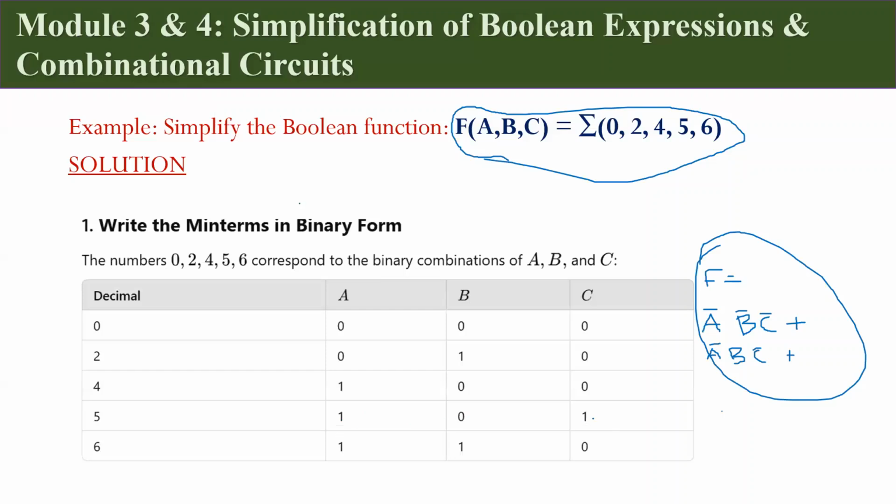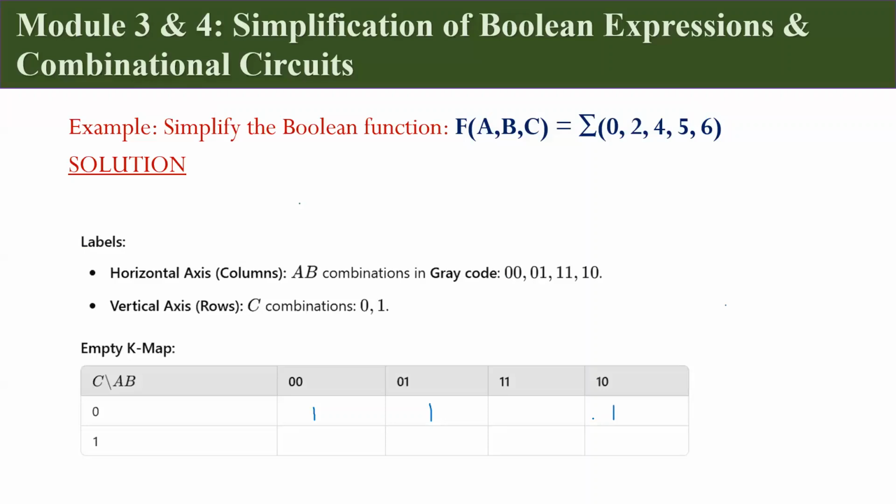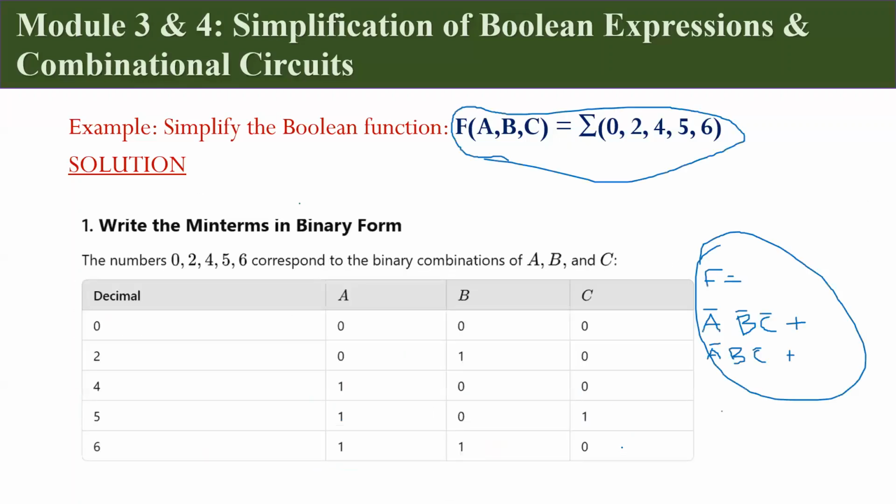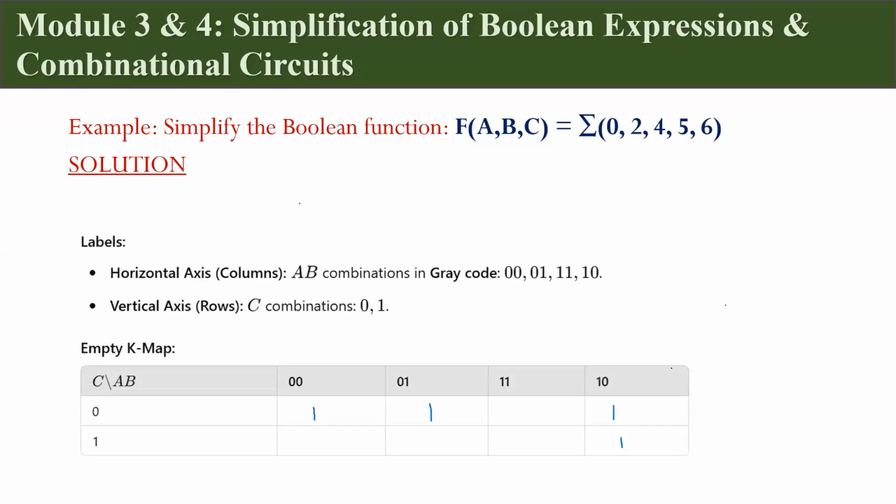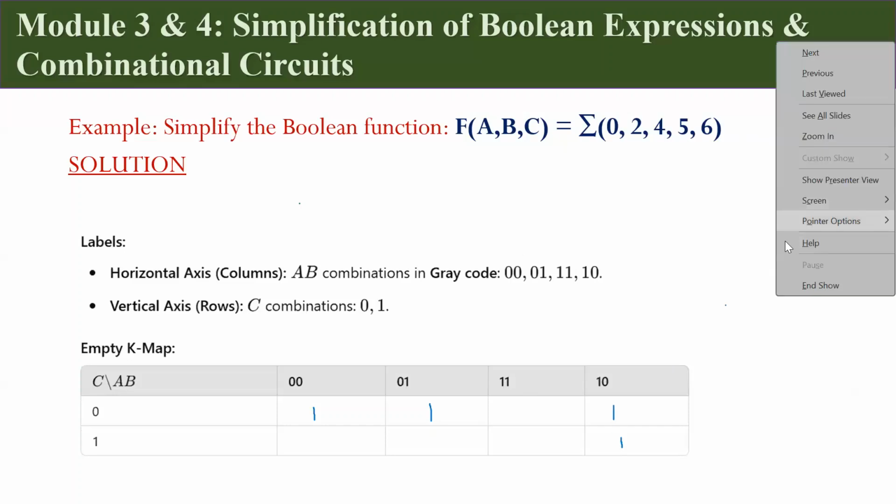1, 0, 1. So 1, 0, then we have 1 here. Okay? And then lastly, what do we have again? We have 1, 1, 0. So lastly, we have 1, 1, 0.